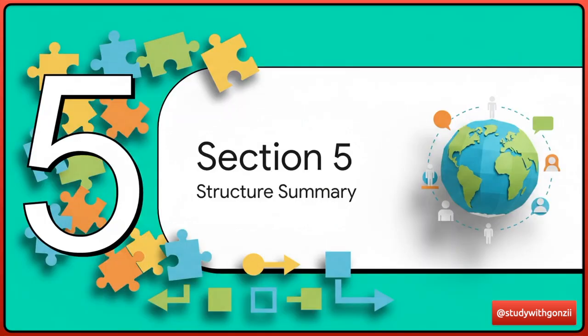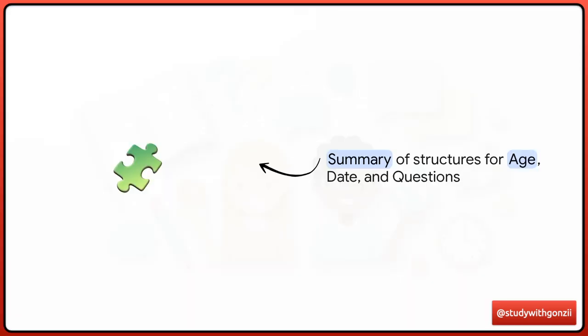All right, section 5, structure, summary, and dialogue. Look at how beautifully logical this language can actually be. Let's just quickly cement these patterns in our minds. For age, it's subject plus am, is, are plus the number. For dates, today is plus the month plus the day. And for questions, a W word plus auxiliary verb plus the subject. Honestly, these 3 little formulas are your golden keys to basic English communication.